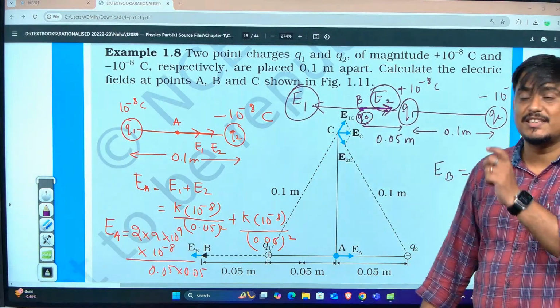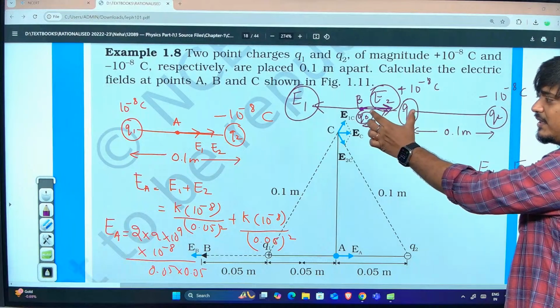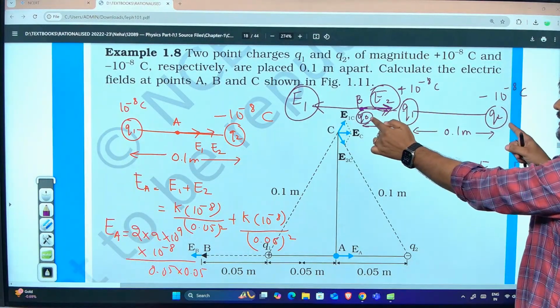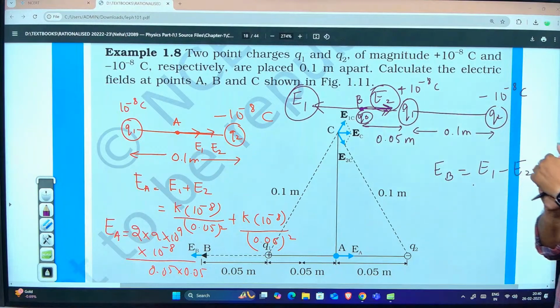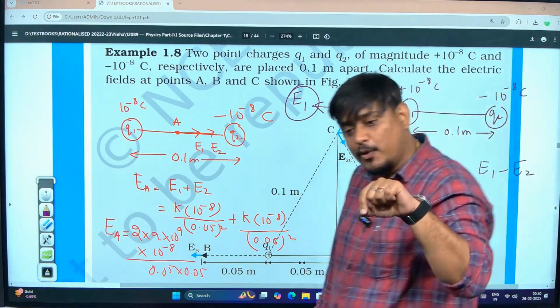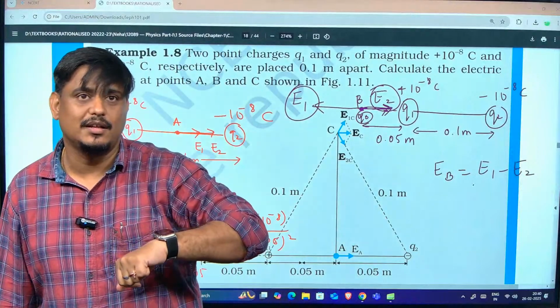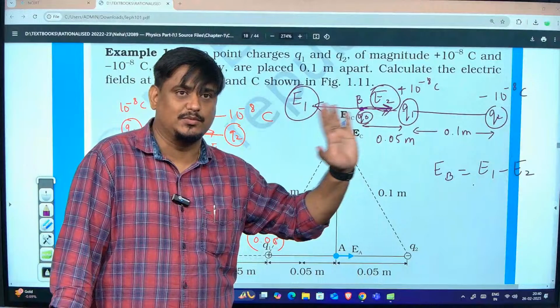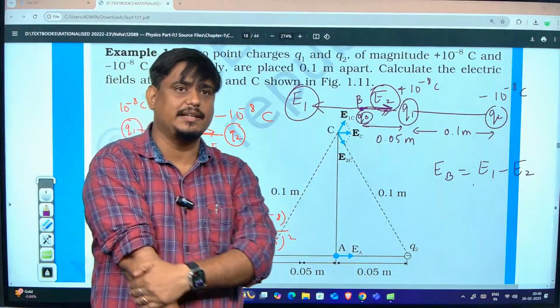E1 will be more than E2. Why? Because the distance for E1 is only 0.05, and the distance for E2 is 0.15. And the electric field is inversely proportional to the square of distance, KQ by R square. So obviously E1 is more than E2. That's why the net electric field is E1 minus E2. Is it clear, Kirti?